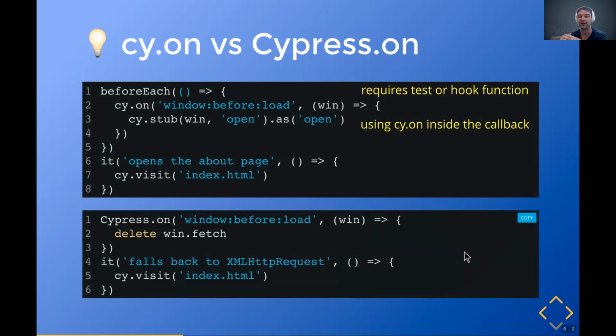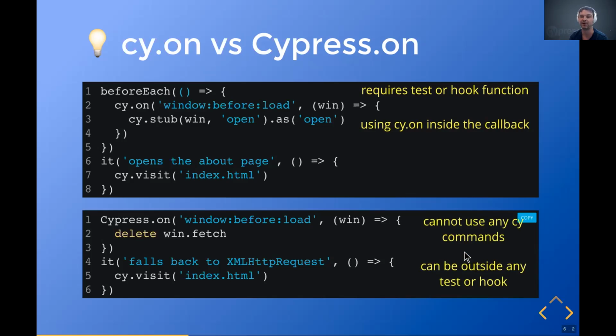Sometimes we don't care about the little cy, because we're not going to call cy commands. Like we're not using cy.stub in this case. Here, we're just saying every time we're loading a window, we want to delete the window fetch property. We want to pretend that there is no fetch support. We're not calling any cy commands, so it can be outside. It's almost like a general event handler. We can just place it somewhere in a spec or support file, and for every window load, window fetch will be deleted.